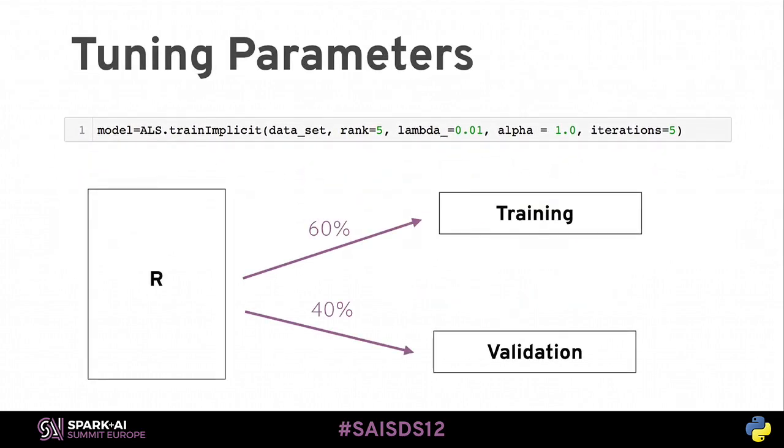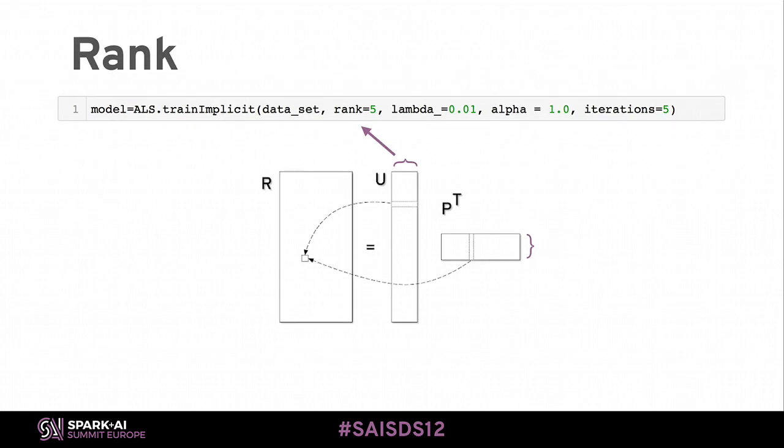In practice, we've been doing standard training and validation on the model. So we split the data into a training set and validation set. We evaluate on the validation set. We look at the mean squared error, or your favorite loss function. And then we change the parameter values, and we repeat this process to compare our models. So let's talk about the parameters. Rank is the width of the matrices U and P, or the number of features in the feature vectors.